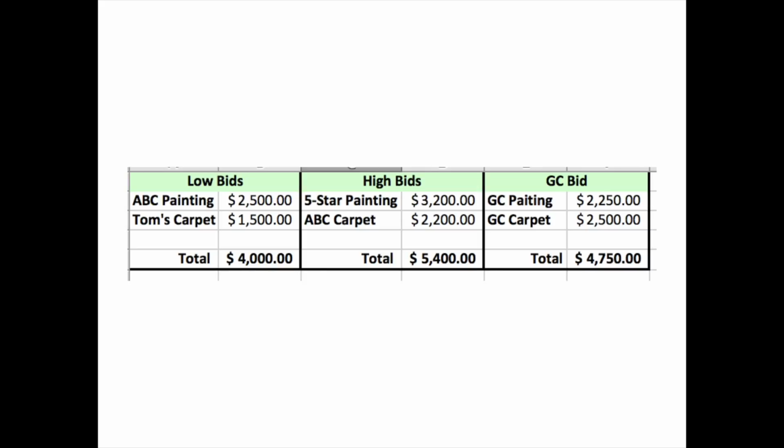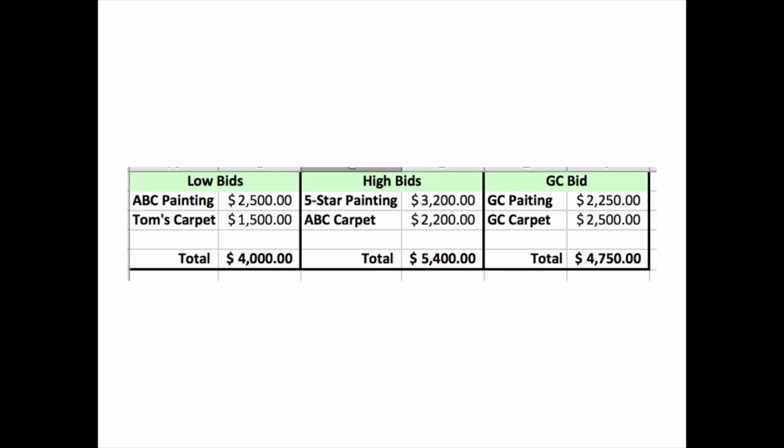So on the right, you'll see here's my general contractor bid. That's my GC bid, right? The general contractor said, I'll do the painting for $2,250. I'll do the carpet for $2,500. My total is $4,750. Well, now I put the two low bids together.